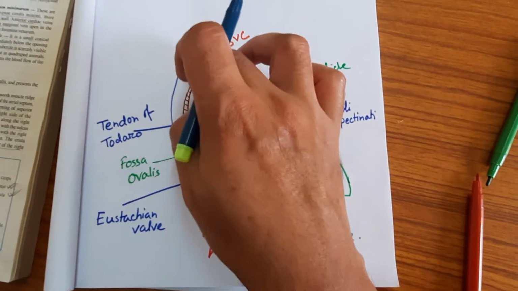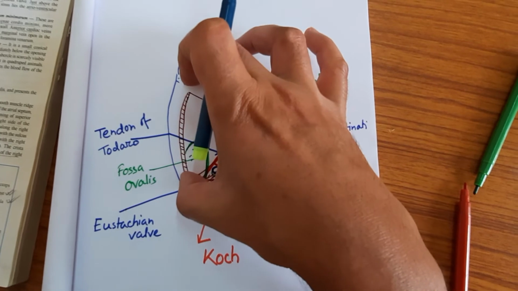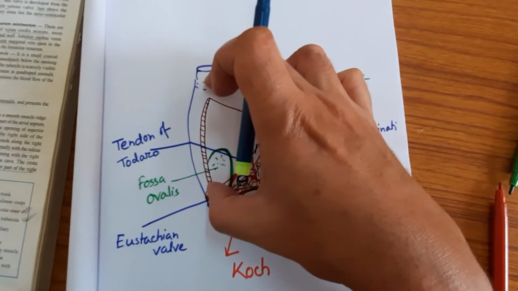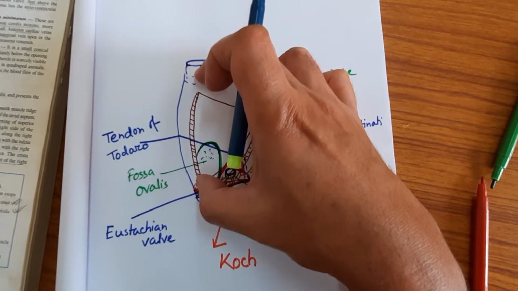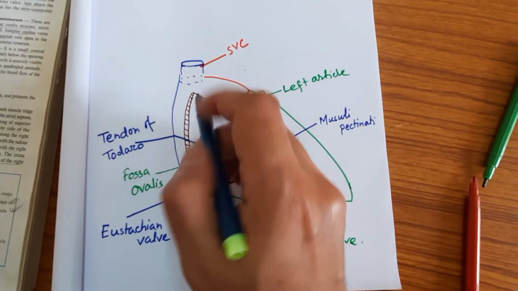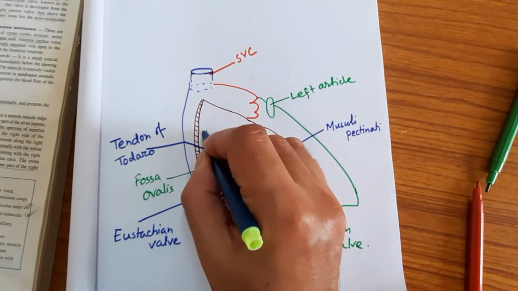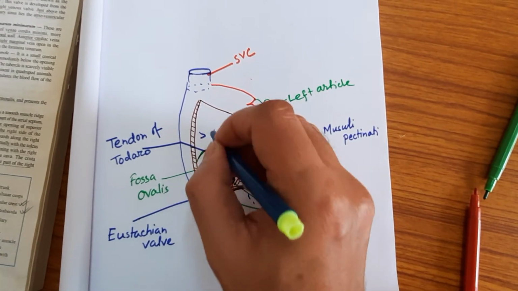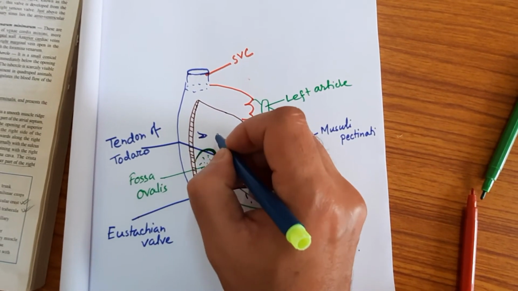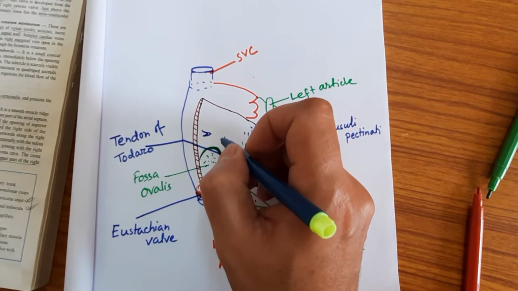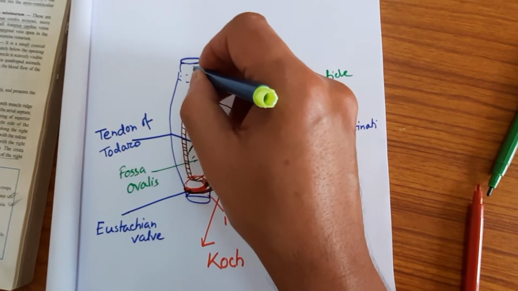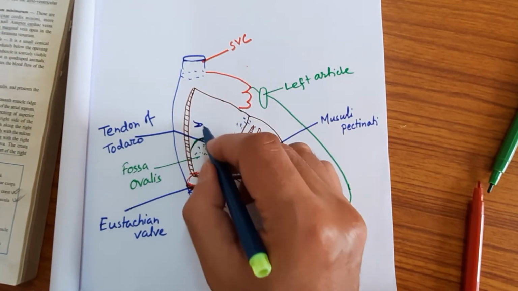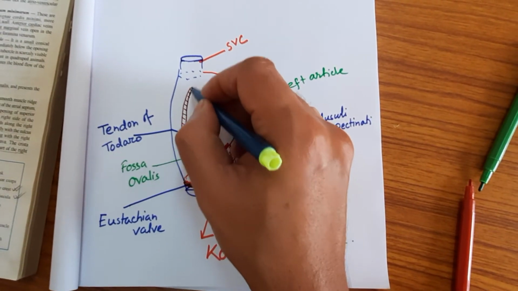In between these two openings, superior vena cava and inferior vena cava, there is the intervenous tubercle, scarcely visible in man, more prominent in quadruped animals. In this area you will get the intervenous tubercle, small conical muscular projections just immediately below the superior vena cava. It may not be here, it may be a little bit upward.